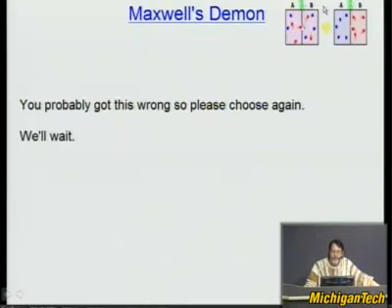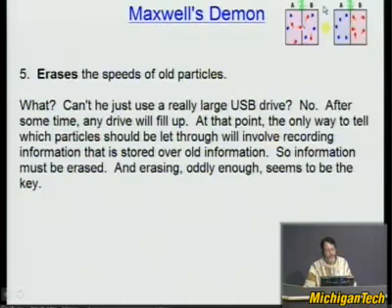Well, probably got it wrong. Sorry. Please try again. We'll wait. Okay, here we go. Got it? It erases the speeds of the old particles. So who got that right? Not me for a long time. I had to read about it.